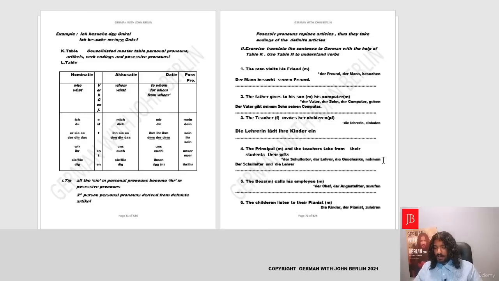Lehrer, Lehrer. The Schulleiter und die Lehrer take. What is the verb to take? Nehmen. Yes. So we'll conjugate nehmen for third person plural because they are third person plural, the teacher and the principal. So basically they. Yes, we'll conjugate. It'll be the same basic form of the verb, that is nehmen. So we'll write it the same. Der Schulleiter und die Lehrer nehmen. Now, from their students. From whom? If you remember, dative is also from whom. So we'll find out from their students.